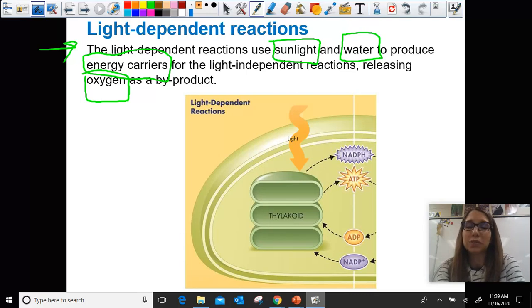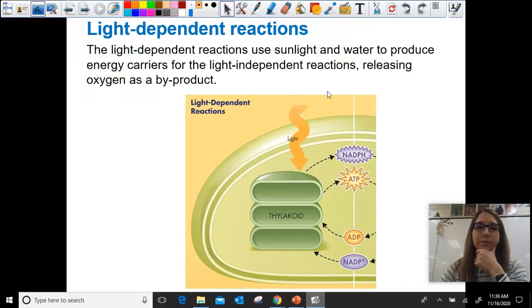So in this first stage, we're not dealing with anything here that's carbon-based. We're dealing with sunlight, which is not made up of anything biological that we're talking about. Water, which is hydrogens and oxygens, and then oxygen. So no carbons involved in this first series of steps.